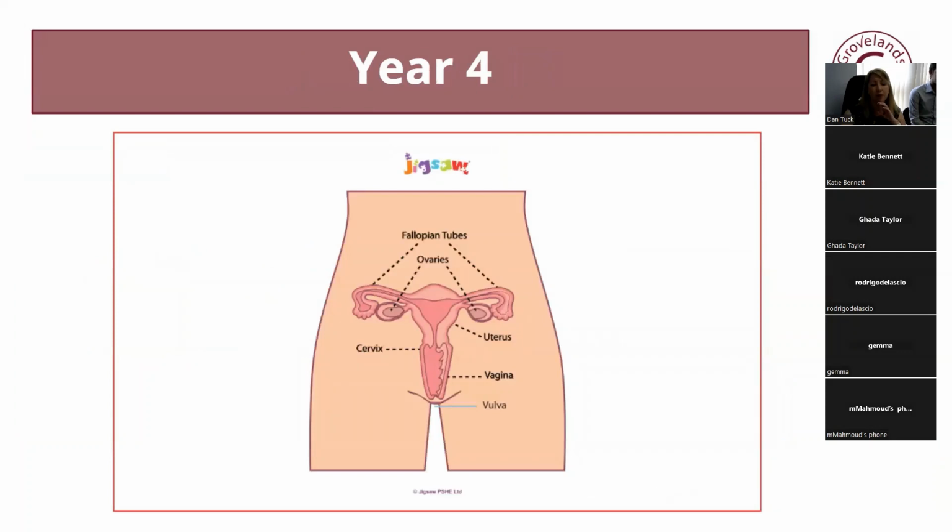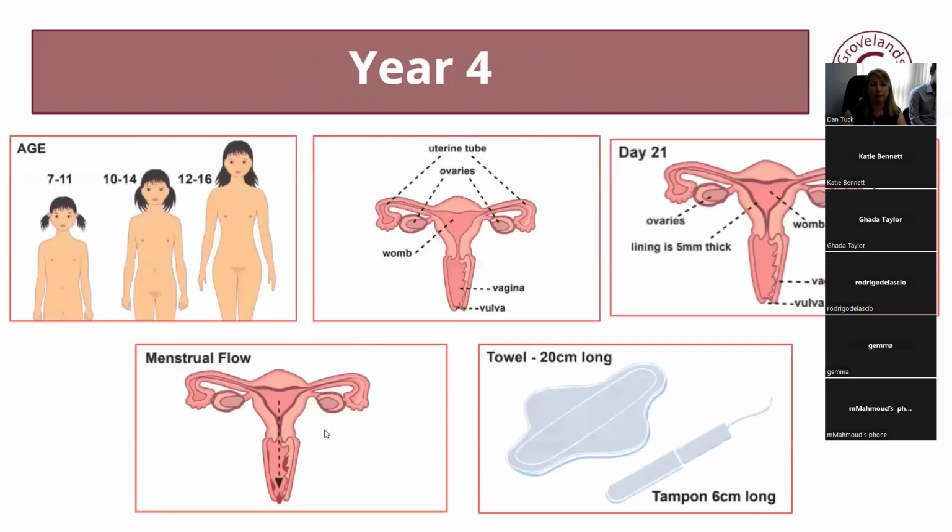And then year 4, this is where they focus on the female and look at again the correct vocabulary for the different parts and what will happen and why it will happen. And this is year 4 as well, so that the girls are prepared for when it happens to them, and so the boys understand what is going on.